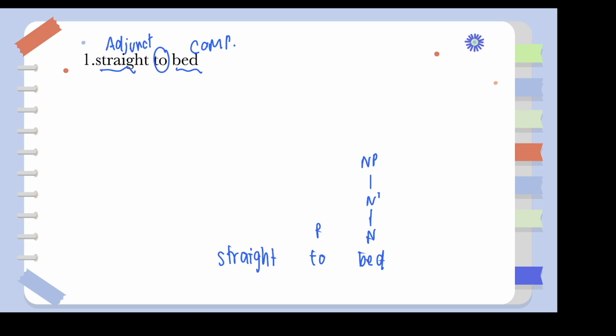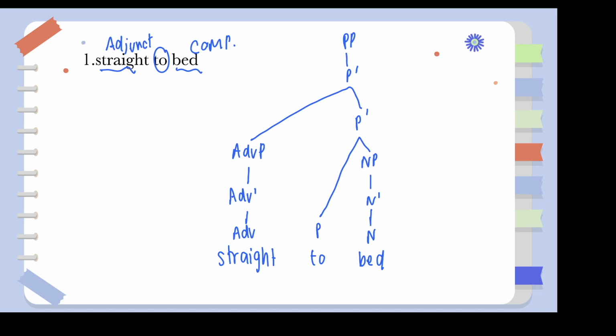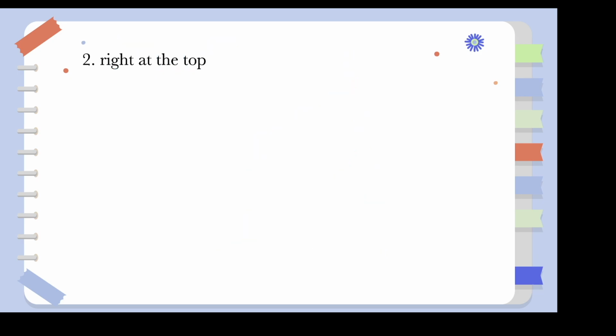So the preposition "to" is P, and attached with NP to be the P bar, and this P bar is going to attach with our adjunct "strained." So strained is an adverb, and then we have ADV bar, and then nothing modifies strained, right? We have ADVP to end it, and it is attached with P bar to be the bigger P bar, and then we attach everything, so we have PP at the end.